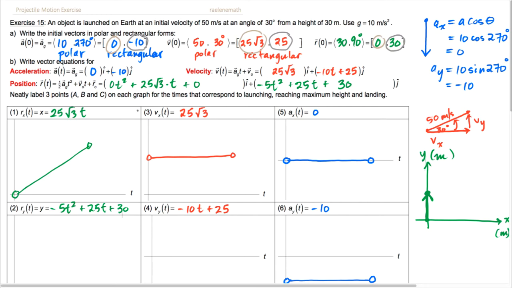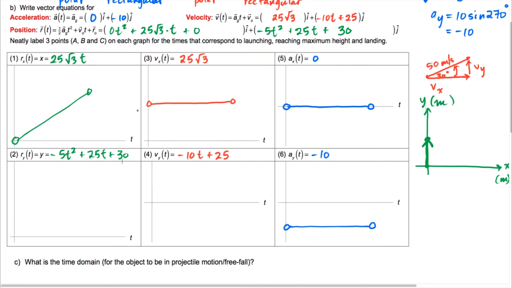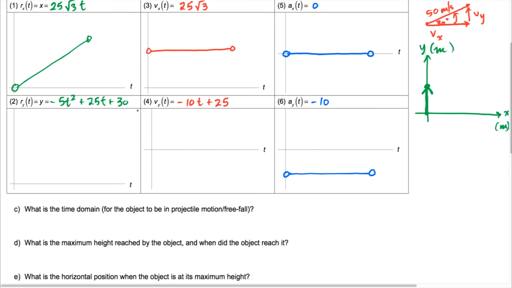Okay, so if we want to come up with that graph, it might be easiest to think about the time domain and the maximum height reached for that parabola, because we have a concave down parabola. Once we get that, we'll fill in this remaining graph. So let's move on to part C, which says, what is the time domain? It's really asking us to solve for time such that something happens, such that the object lands.